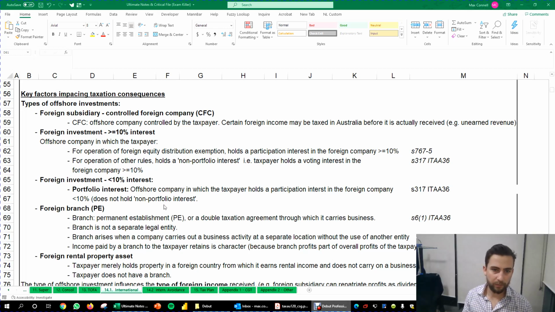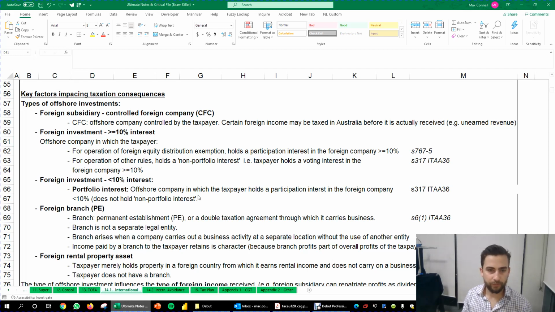Alright, next subcategory is foreign investment greater than 10% interest. So this is an offshore company in which the taxpayer, for the operation of a foreign equity distribution exemption, holds a participation interest in the foreign company greater than 10%. For operation of other rules, holds a non-portfolio interest, i.e. the taxpayer holds a voting interest in the foreign company greater than 10%. Detailed about this later on in the chapter, in case you're not sure what this means.